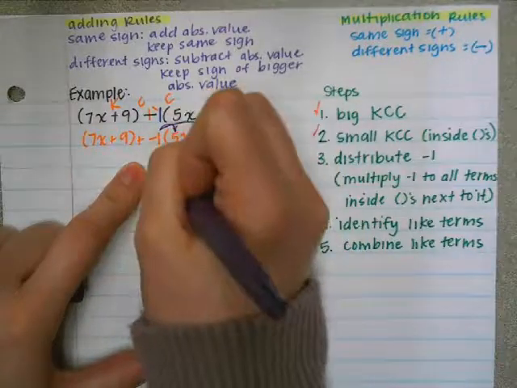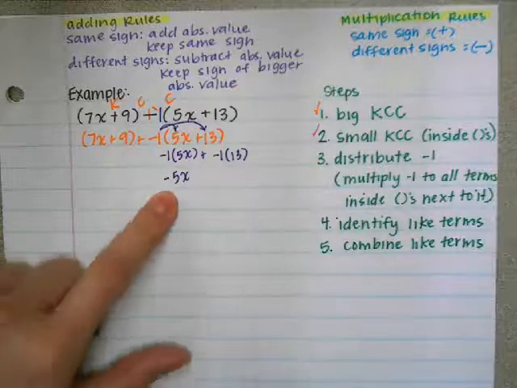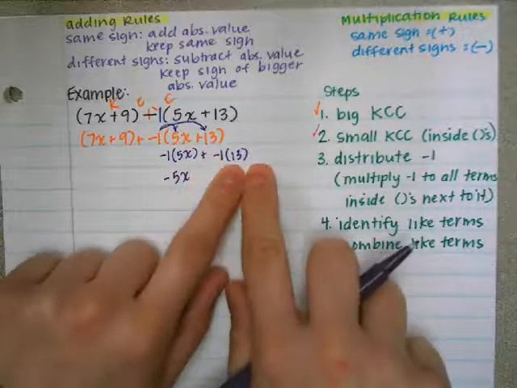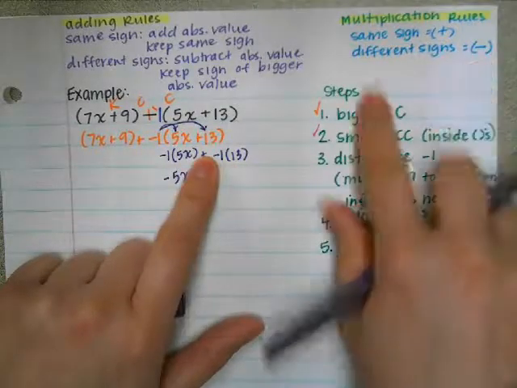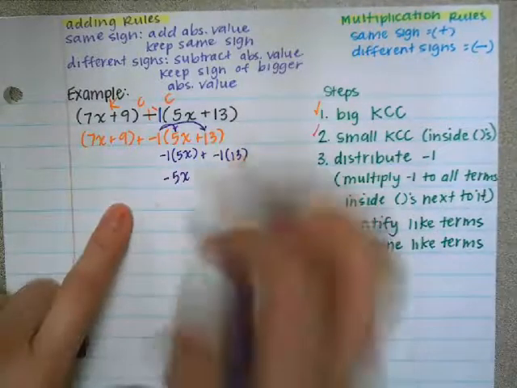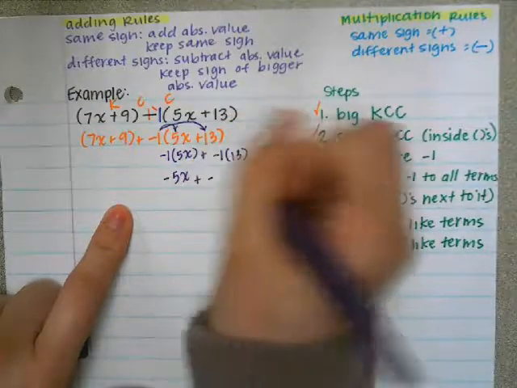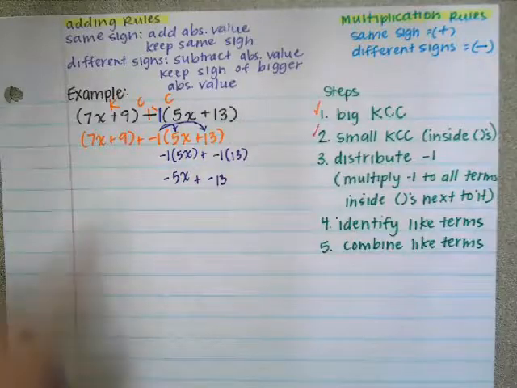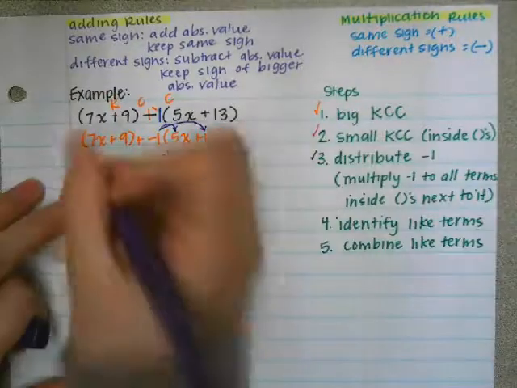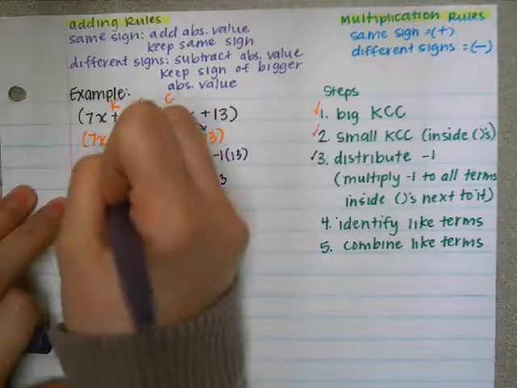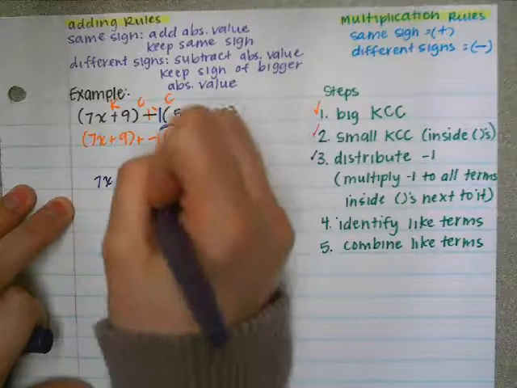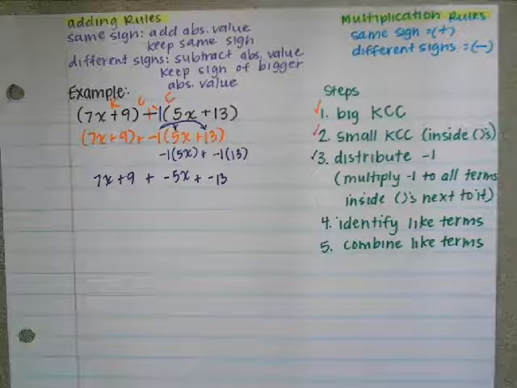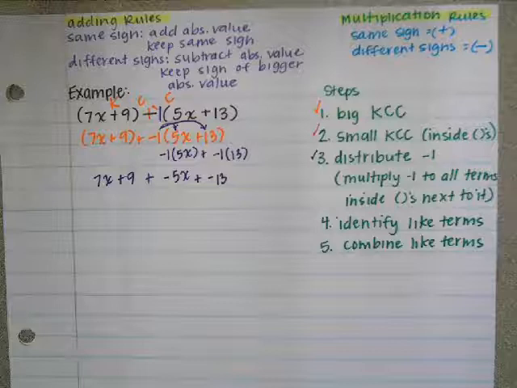1 times 5x is just 5x, so negative 5x. A negative times a positive is a negative, because they have different signs. So 1 times 13, negative 13. Okay, the distributing is done. We can bring down the rest of our problem. Now I can drop the parentheses and move on to the next step.